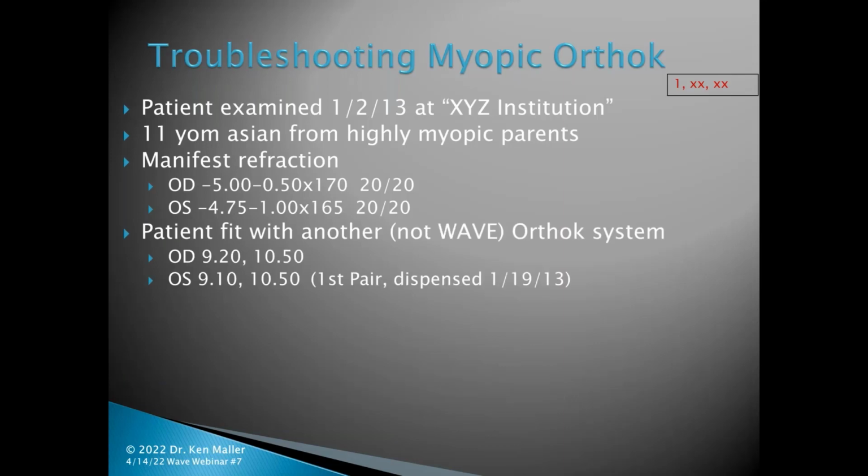The patient was fit with another Orthok system. This was not WAVE. And the parameters that I have here were taken directly from the chart. So I know that the base curve was 920, with a 10.5 diameter on the right and a 910 with a 10.5 diameter on the left. And that pair was dispensed on the 19th of January. And the remainder of the exam was non-contributory. So the 119 was the second visit, and he received lens for the right eye, number 1, and lens for the left eye, number 1.